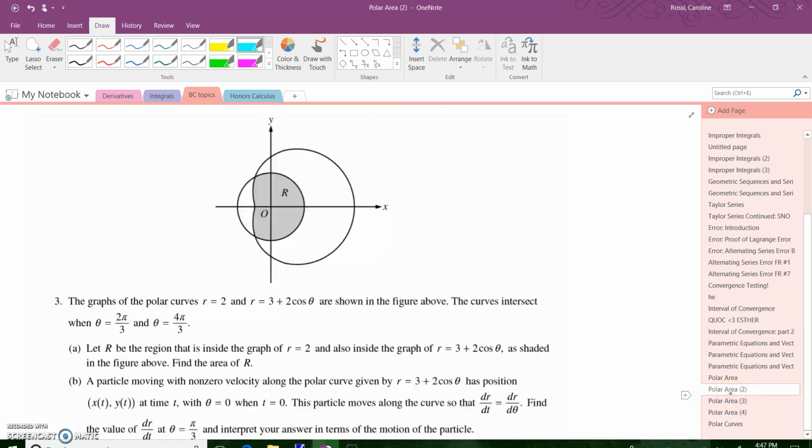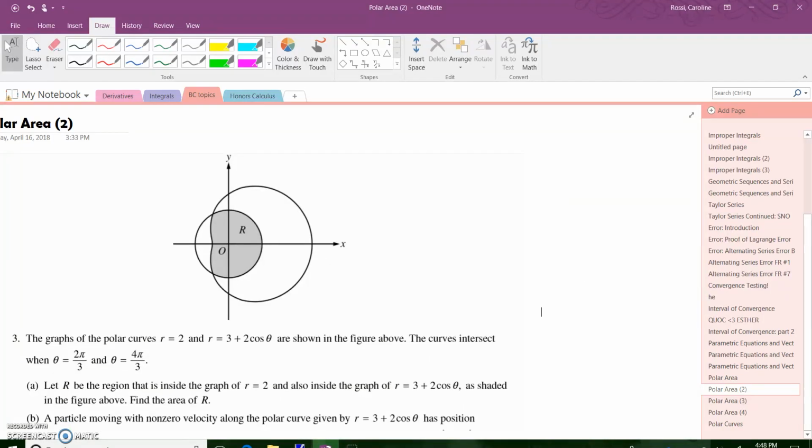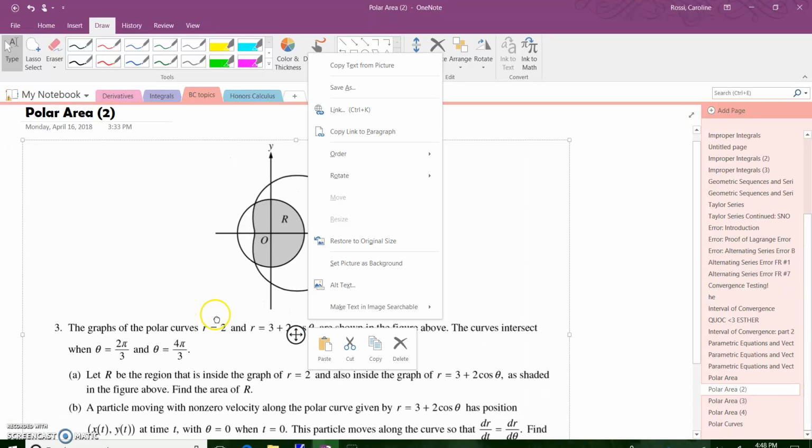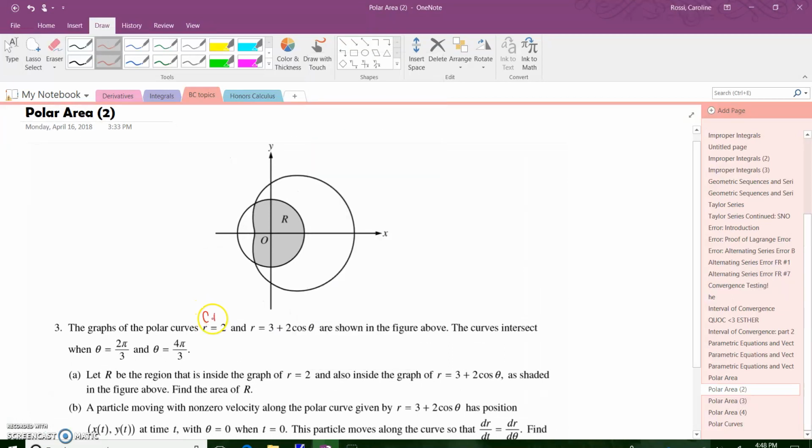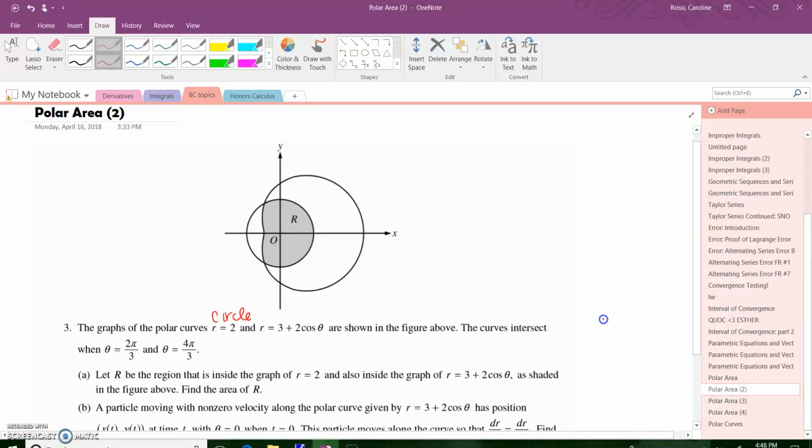Okay, let's try our first free response here. I think you all are ready for this. I love this free response because there are two different ways to solve it. And once you understand both ways, you'll have a really strong understanding of how polar area actually works. So I have polar graphs r equals 2, which is, remember, the circle. And we have r equals 3 plus 2 cosine of theta, which is this cardioid/limacon looking graph.